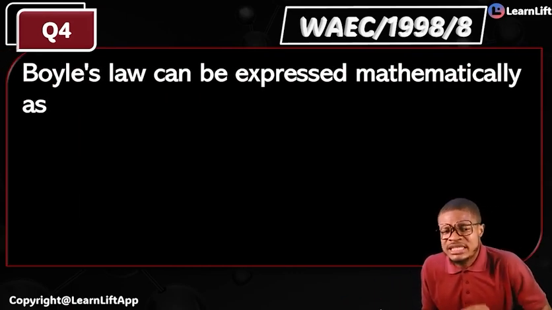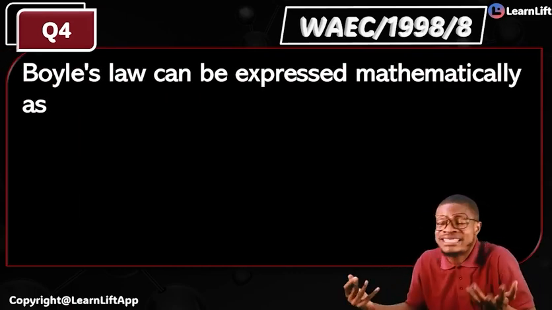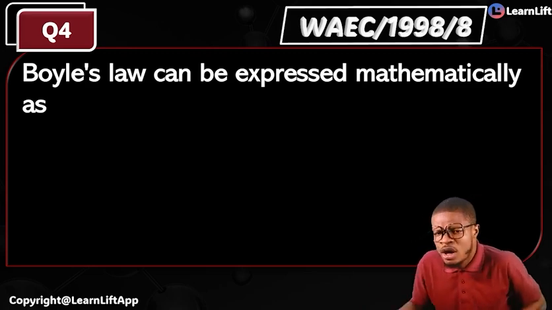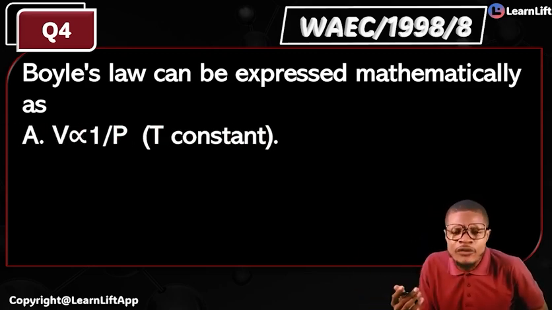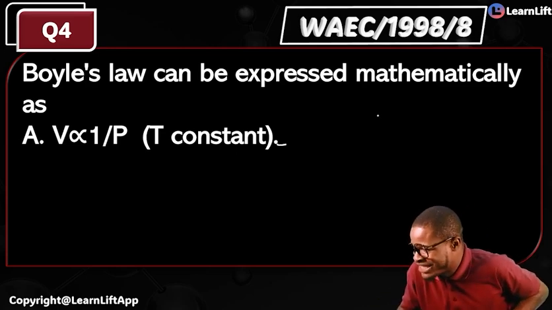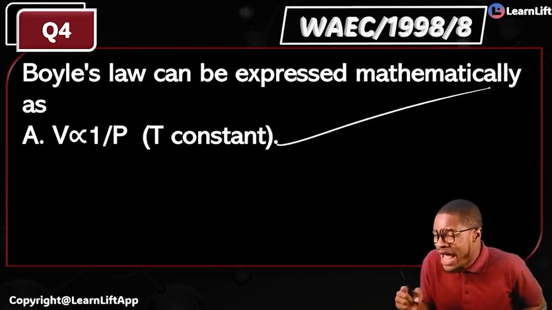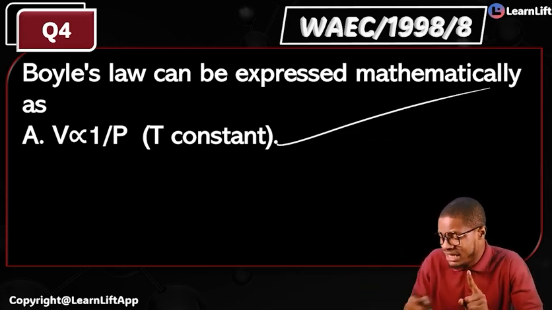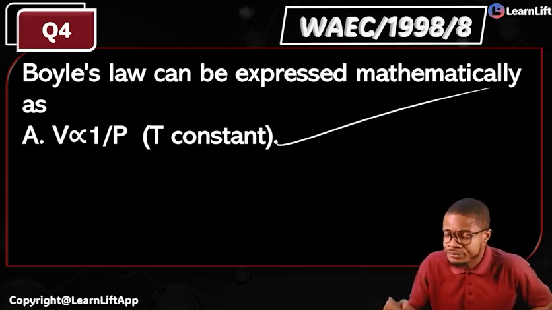WAEC got this powerful question that says Boyle's law can be expressed mathematically as. How do you express it? Option A, we're given that volume is inversely proportional to pressure. You are doing well, bro. That's true. Why? Temperature is kept constant. Volume is inversely proportional to pressure.